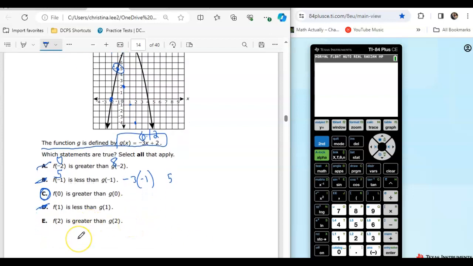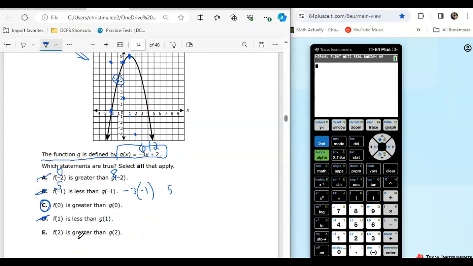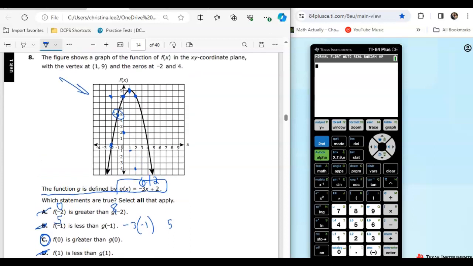And then f of 2 is greater than g of 2. So f of 2 is here, right, at 8. And g of 2 would be negative 6 plus 2 is negative 4. And so that is true because 8 is greater than negative 4. So in a situation like this, you're going to compare the points on the graph and then compare what you can plug in for x in the linear equation here.